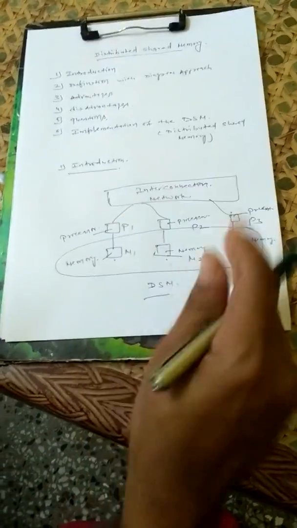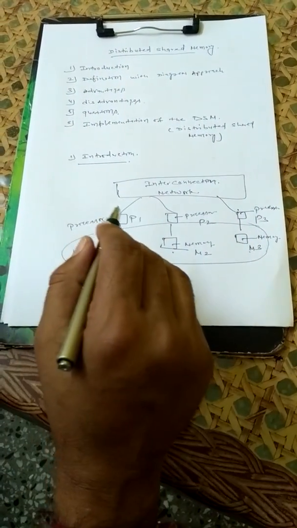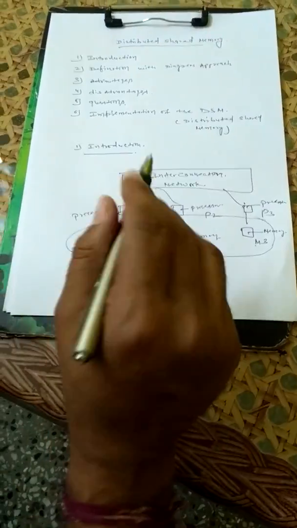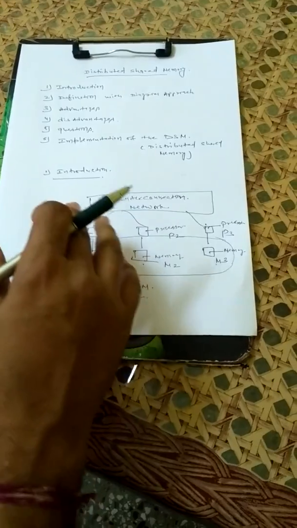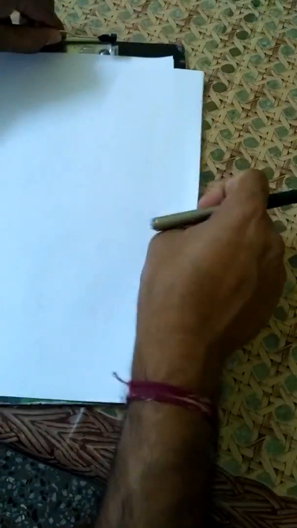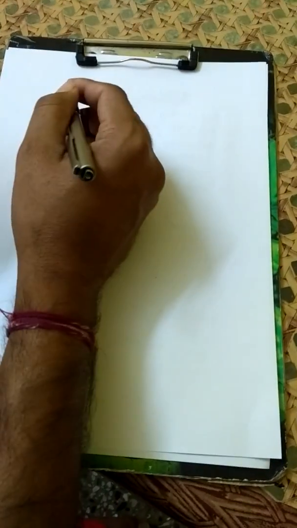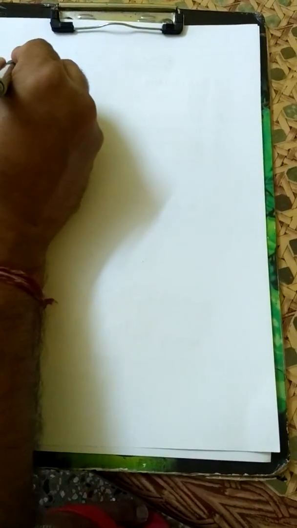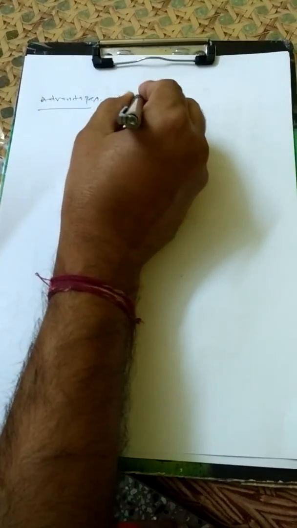So if a programmer sees it from the outside world, then it looks like a single unit. So this is the basic approach of the distributed shared memory. Now we will see the advantages of the DSM, means distributed shared memory.